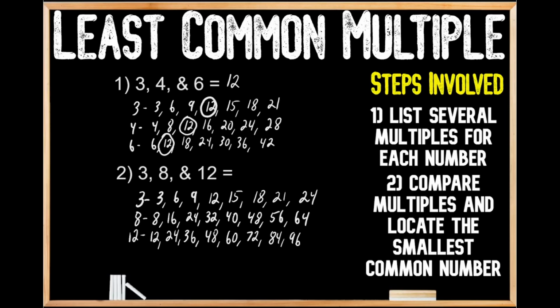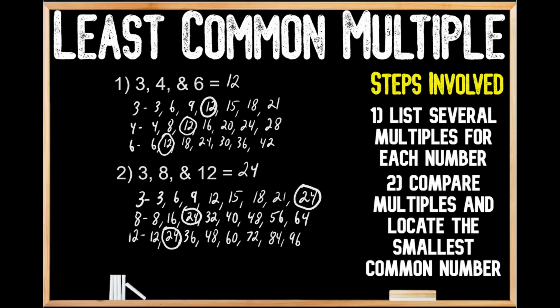So now that we've finished step number 1, we can move on to step number 2, where we're going to compare the multiples and then locate the smallest common number. And when we compare the multiples of 3, 8, and 12, we can see that the smallest common number here is 24. So the least common multiple for 3, 8, and 12 is going to be 24.